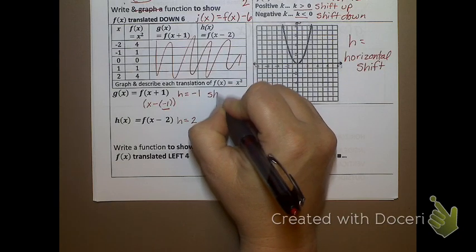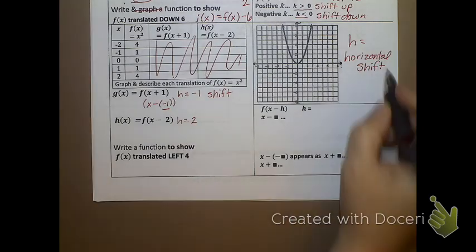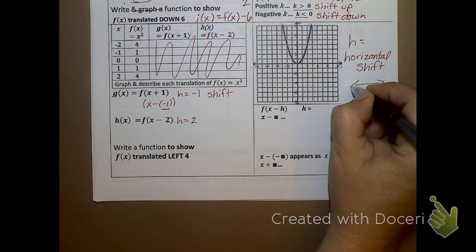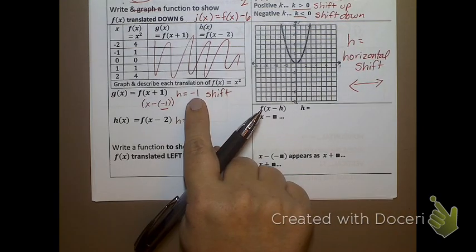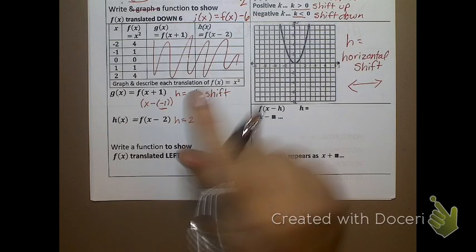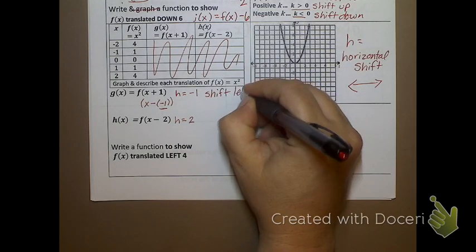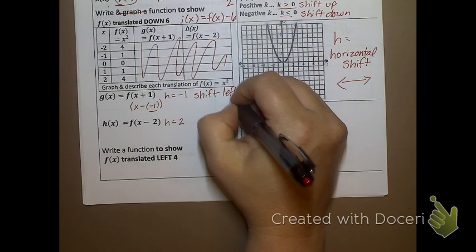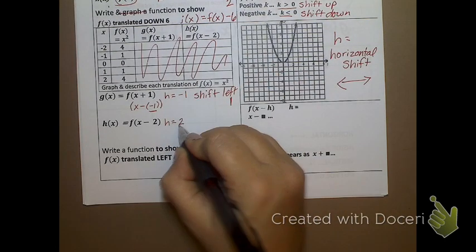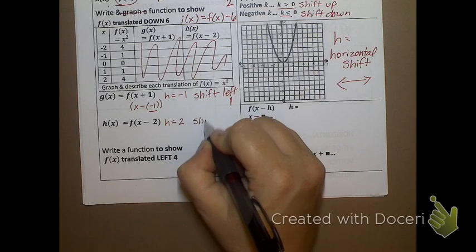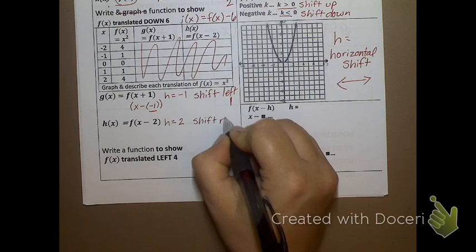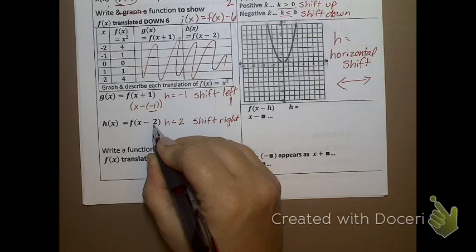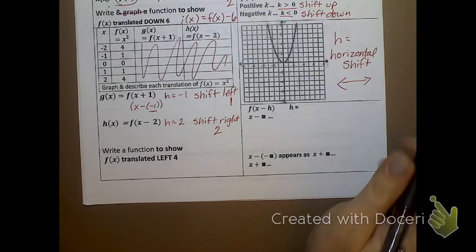It is a shift. We have a horizontal shift, which means my only options are left and right. If h is negative, that means I'm going to shift what? Left. And in this case, I would shift left 1, right? If h is positive, I'm going to shift how? Right. And in this case, I would shift right 2.